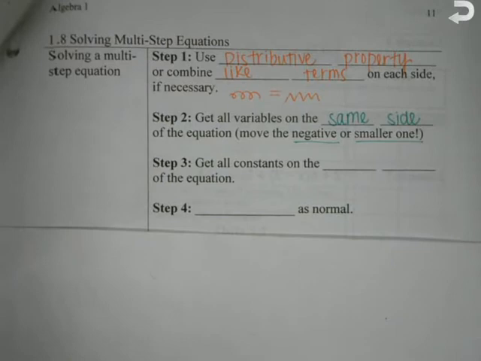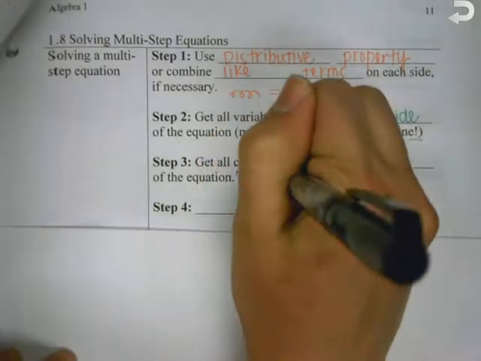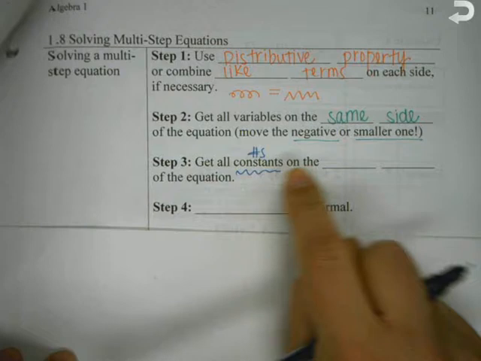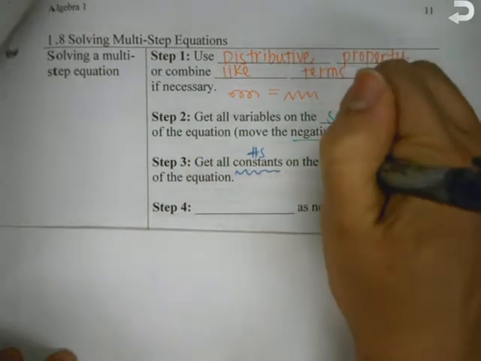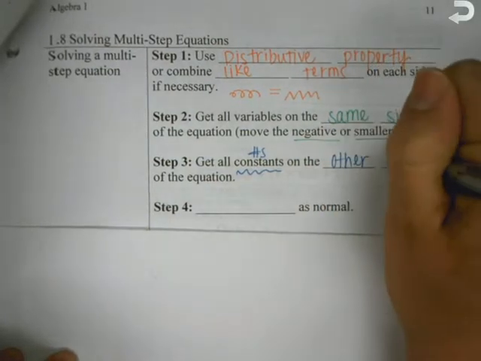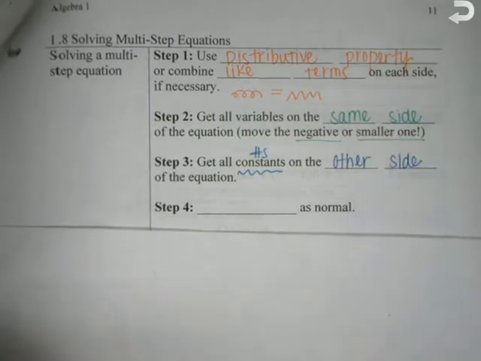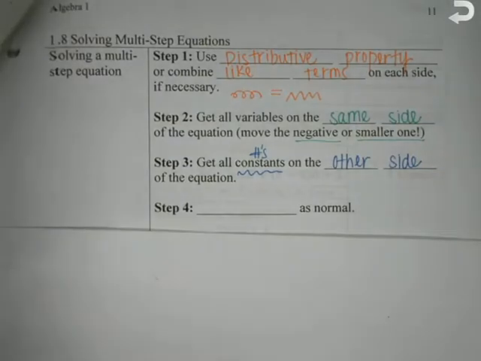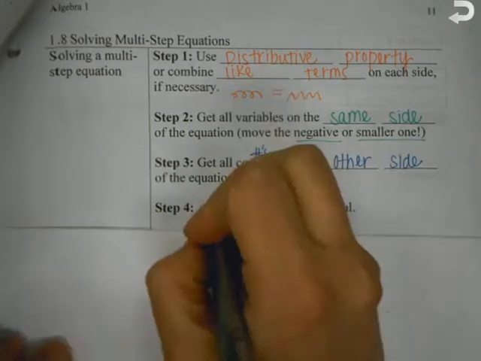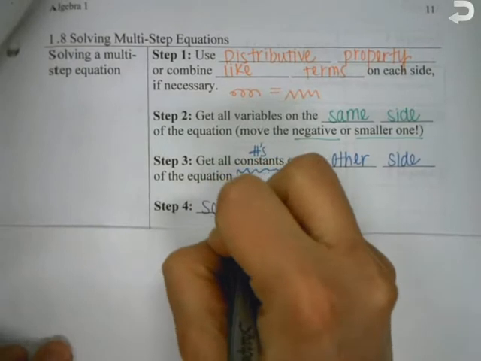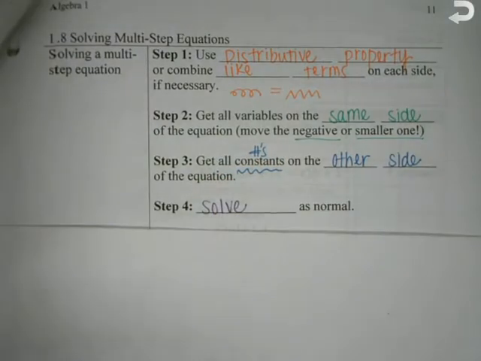Okay, so you have all of your variables on the same side. So then you're going to get all constants or regular numbers on the other side. So we do not want them on the same side. We want them on the opposite side. So all of your constants or numbers are on one side. All of your variables are on the opposite side of the equal sign. And then it's going to be a one-step equation. So you're going to solve as normal. Okay?